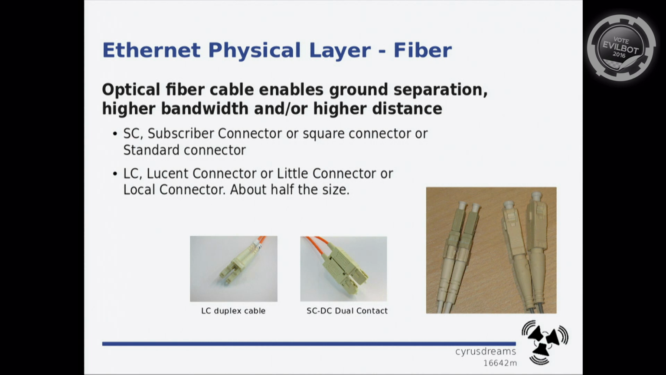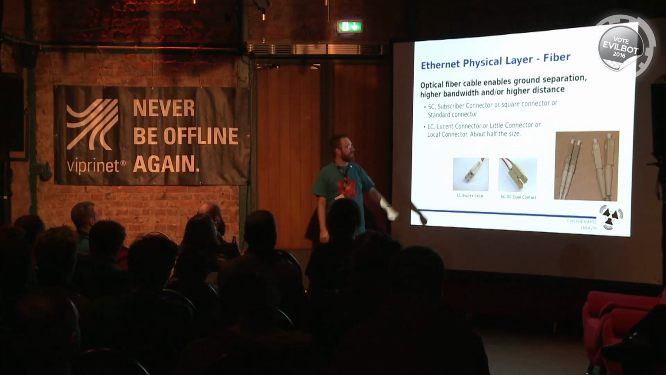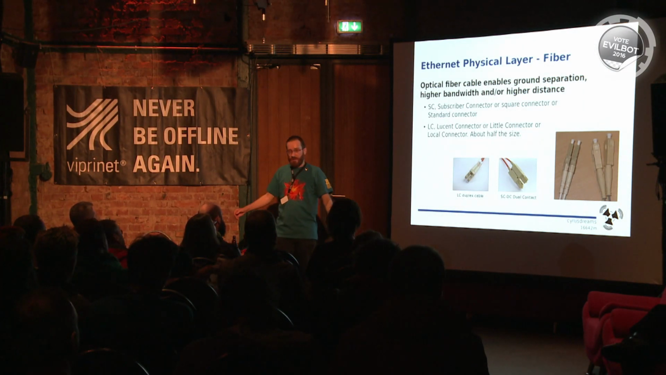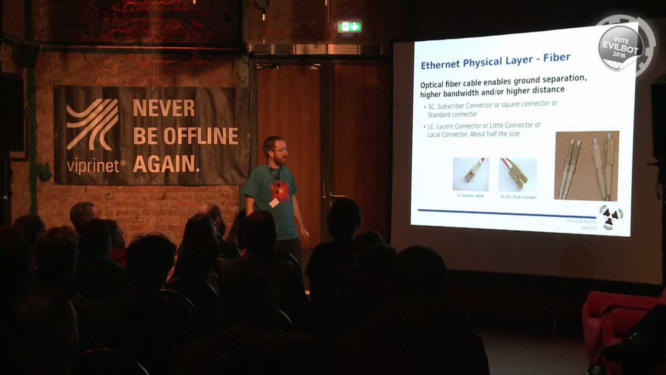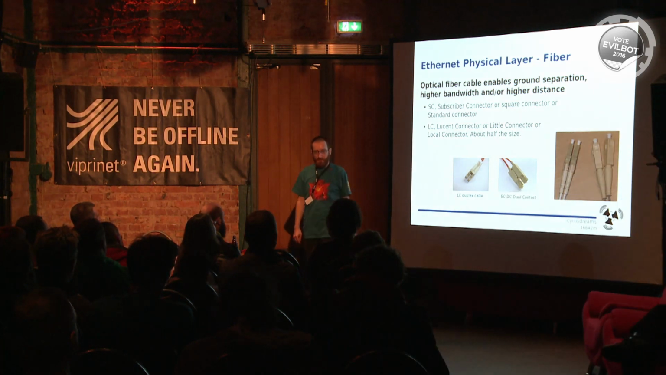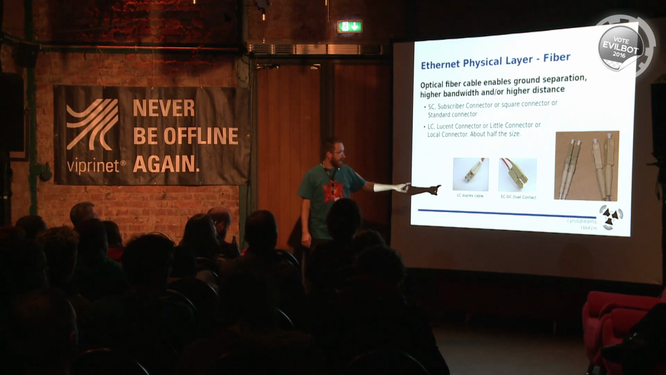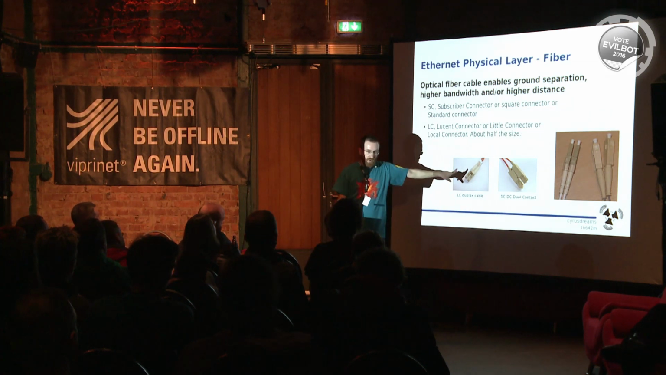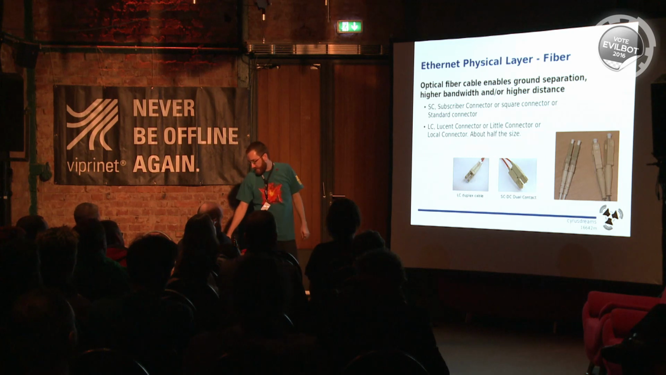We use two types of connectors. The older one is the subscriber connector, or square connector, or standard connector, or SC for short. And the one that is half the size of this is the LC, the Lucent connector, little connector, local connector, whatever connector. So there's one sending and one receiving fiber in such a pair. And you can get them with only one fiber also. It's not mandatory that it is in pairs.